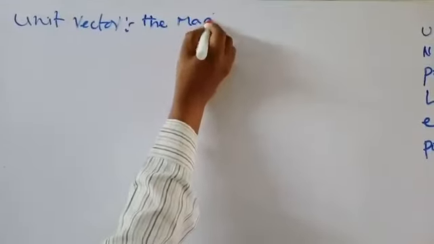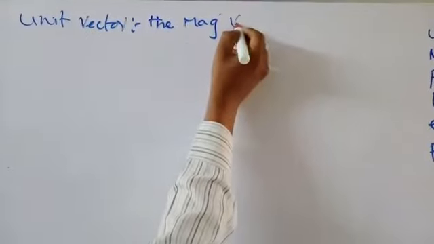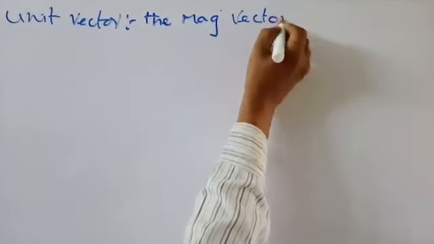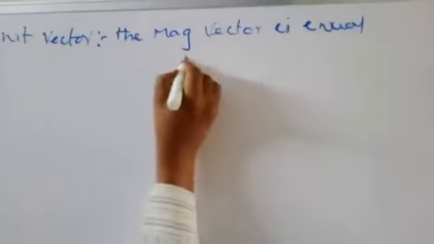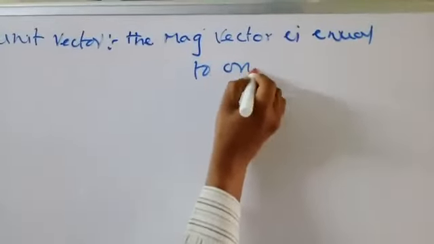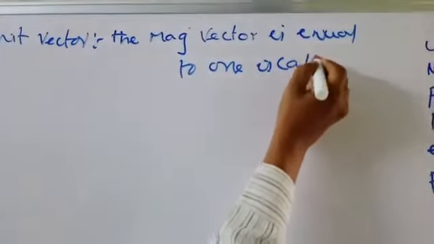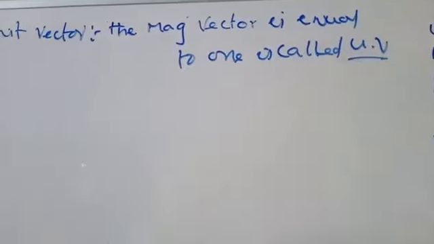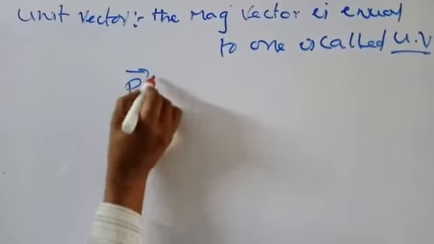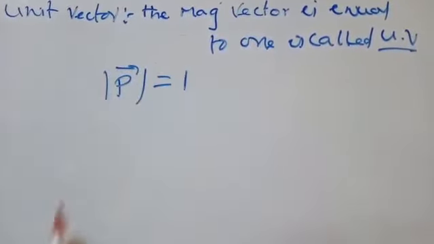Unit vector: the magnitude of a vector equal to 1 is called a unit vector. The modulus of vector P bar is equal to 1.